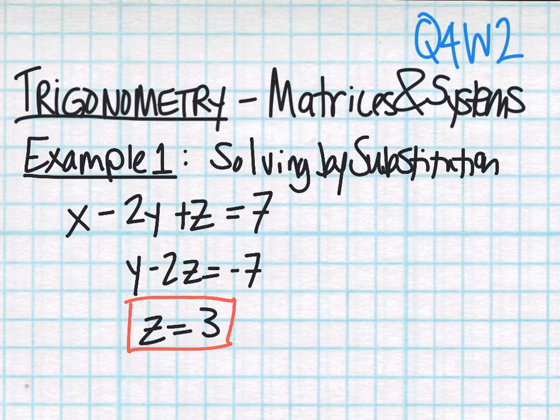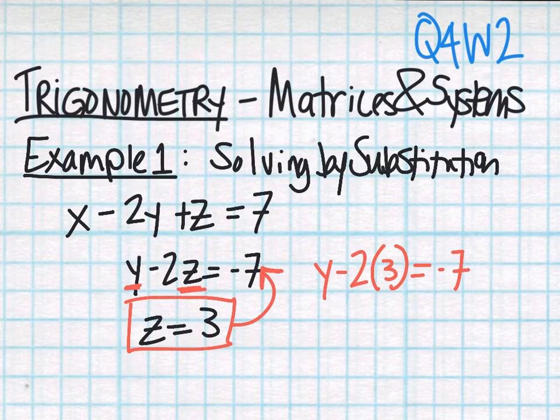I'm going to take this and substitute it into this second equation. Why would I pick the second equation? Well, it's only got y and z. So if I substitute in there, I'll easily be able to solve for y. So y minus 2 times 3 equals negative 7. Then just use your basic algebra skills, and we know that this is y minus 6 equals negative 7. Add 6 to both sides, and we end up with y equals negative 1.